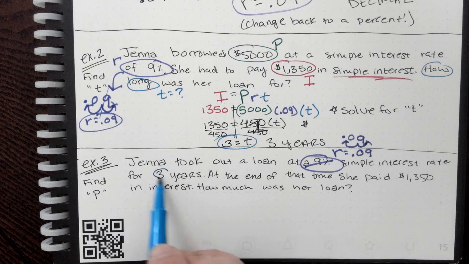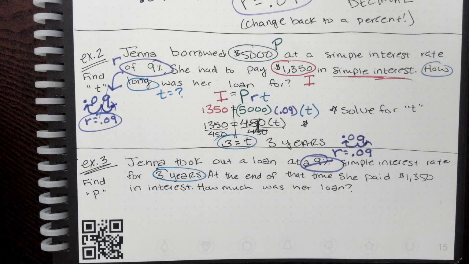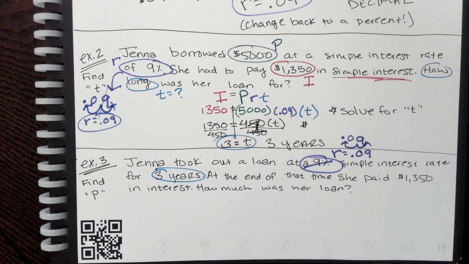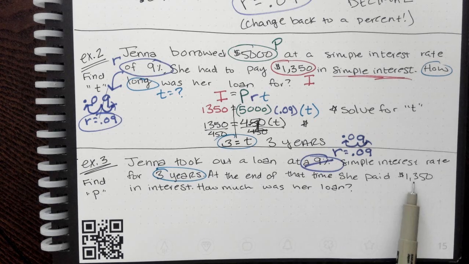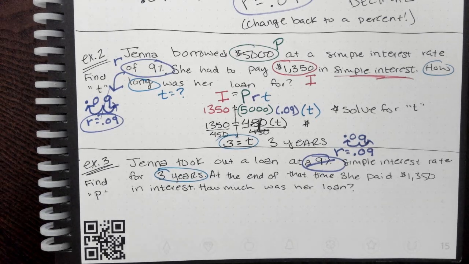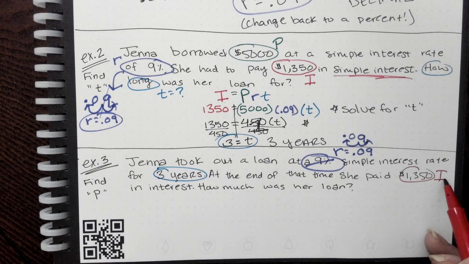They also told us that the loan is out for 3 years. And then they gave us a dollar amount, which I know means that has to be I or P. If it's P, then that's what was in my account originally. If it's I, that means that's the amount in interest. This is she paid $1,350 in interest, which means this is I.